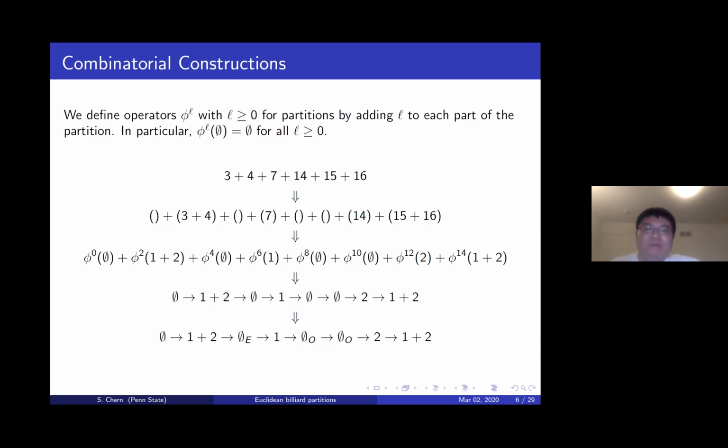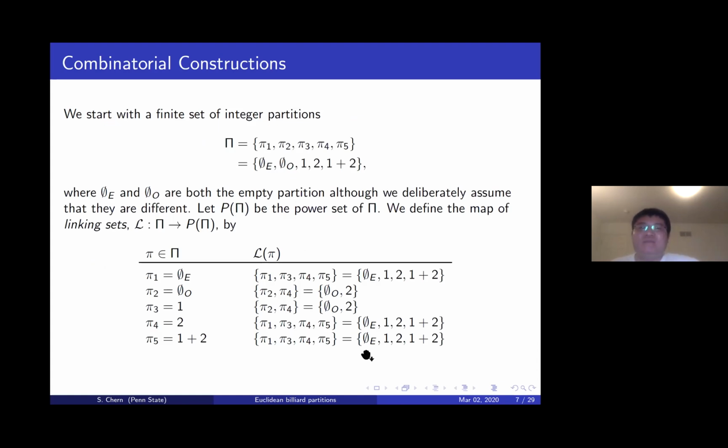So from this chain, we find that if we get rid of the first partition, then we have 5 types of partitions. We have 1, we have 2, we have 1 plus 2, we have empty sub E, and then empty sub O. So this means that we can start with a finite set of integer partitions, pi 1 up to pi 5, where pi 1 is empty sub E, pi 2 is empty sub O, and then 1, 2, and 1 plus 2. So we have the 5 partitions.